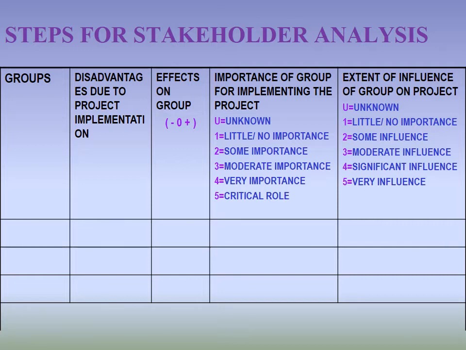Effect on the group, of course, I put here three signs: minus, 0, plus. Of course it will be plus. Then importance of the group for implementing the project, I put here 6 points: unknown, little, some importance, moderate importance, very important, critical role.